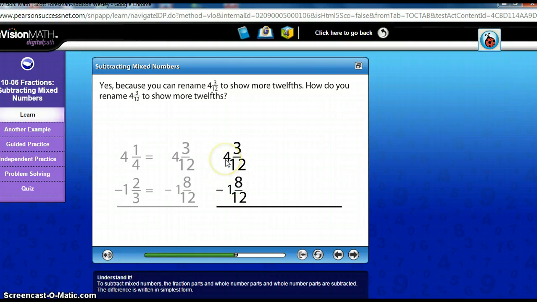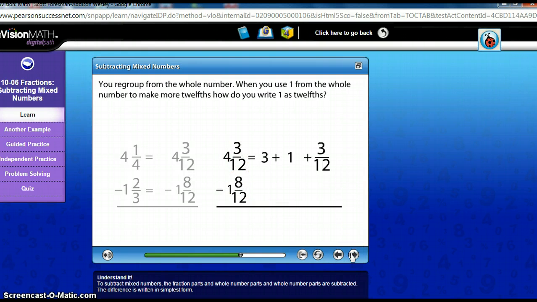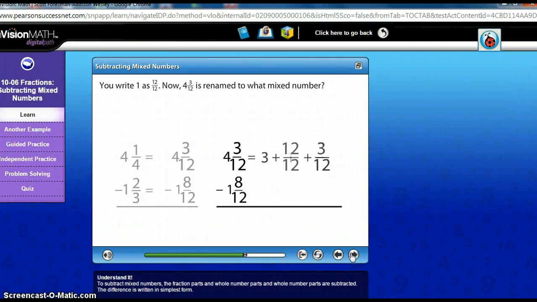We borrowed from this 4, so it's not a 4 anymore. It's going to be a 3. Okay, so this will say 3 and 15 twelfths minus 1 and 8 twelfths. You regroup from the whole number. When you use 1 from the whole number to make more 12ths, how do you write 1 as 12ths? You write 1 as 12 twelfths. Now, 4 and 3/12 is renamed to what mixed number?